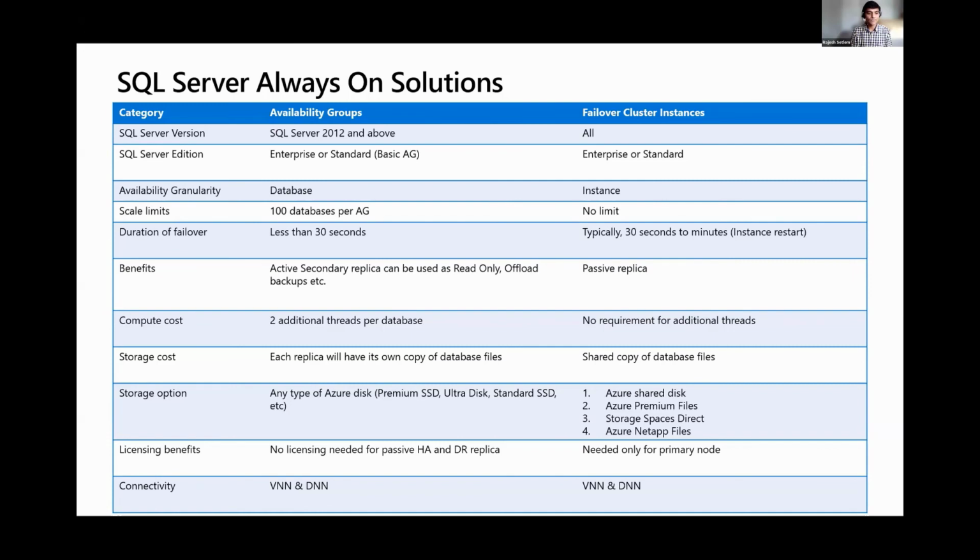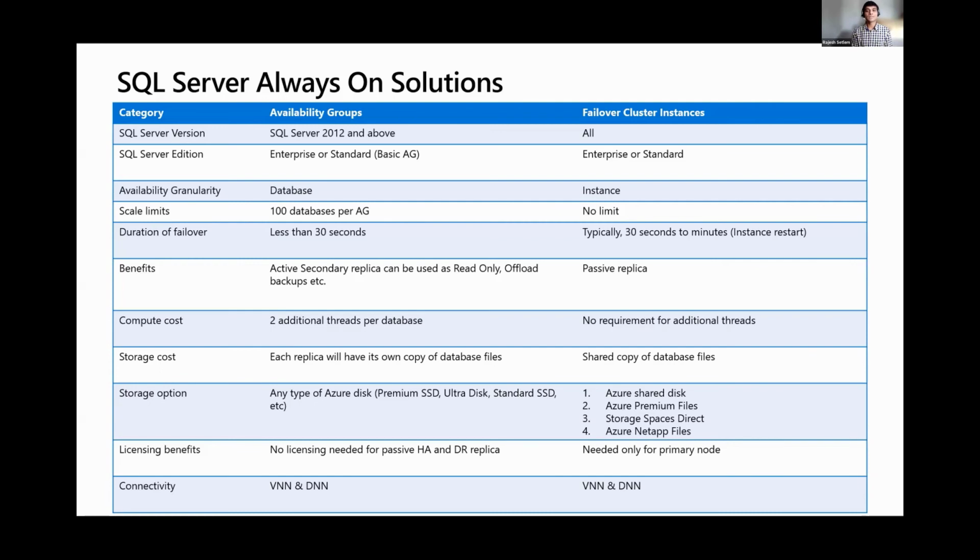And for the licensing benefits, as Pam was talking about, when you run SQL Server on Azure, or on-prem, if you have a passive HA and a passive DR replica, your SA benefits cover the licensing for those cores as well. So you just pay for your primary and your HA passive, and the DR replica comes in for free. And in terms of connectivity, both VNN and DNN options work for both AGs and FCI.